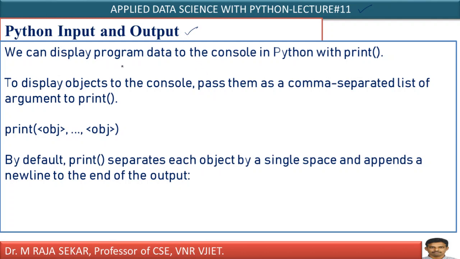We can display program data to the console with the help of the print function in Python. Its syntax is simple: print(object1, object2, ..., objectn). We will try to understand this with simple examples. This is simple language, you can read and understand.